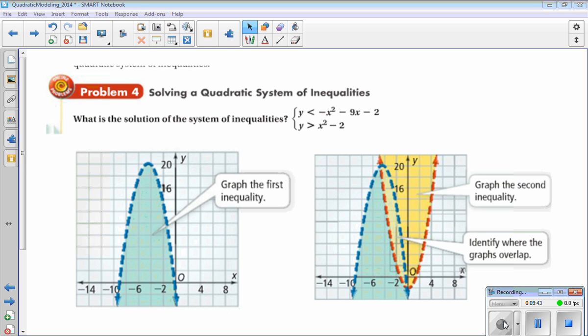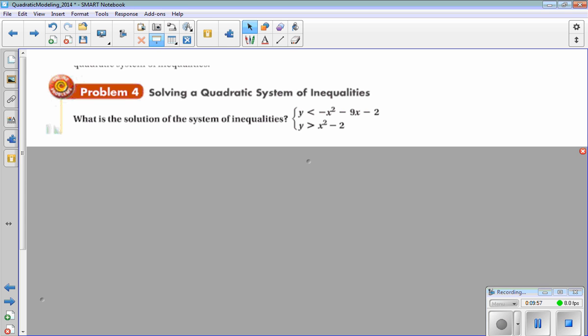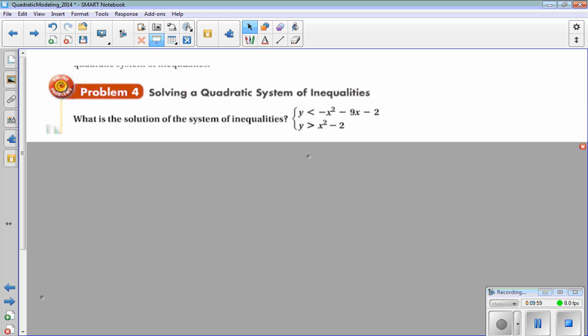So what I want us to do is practice graphing quadratic inequalities. We know how to graph quadratics, but we're going to add a step to it for just a couple minutes today before we move on to the modeling stuff. And we're going to graph an inequality. So here is the problem that would be given to you. Okay, it's a system.